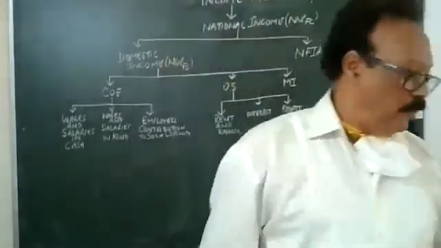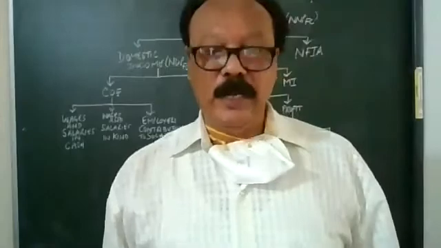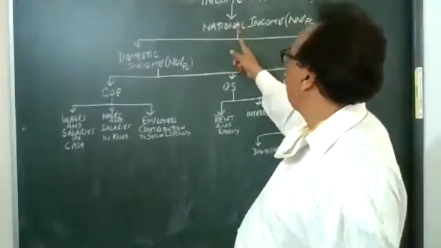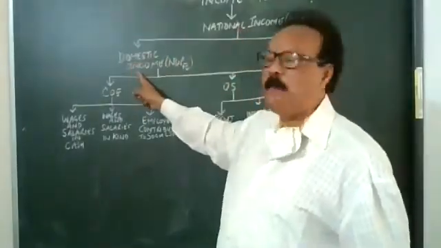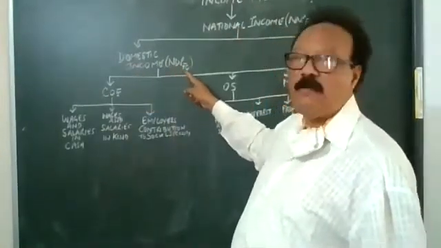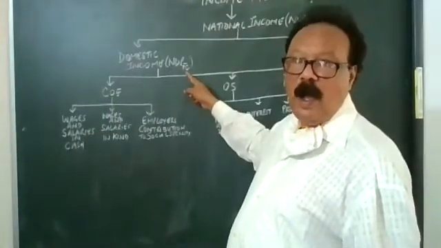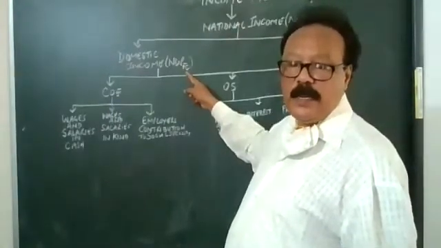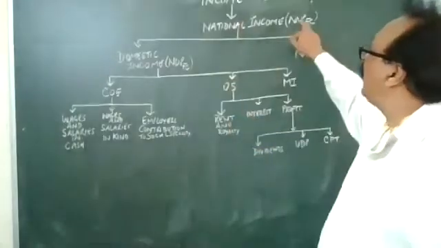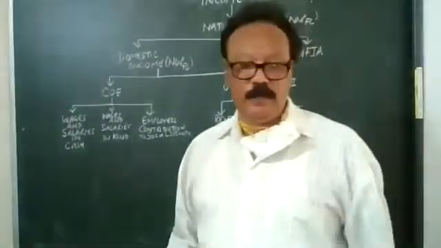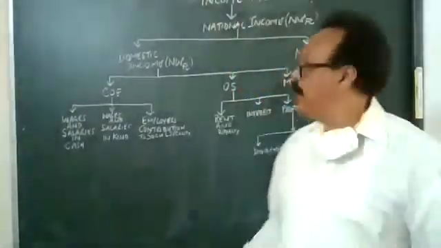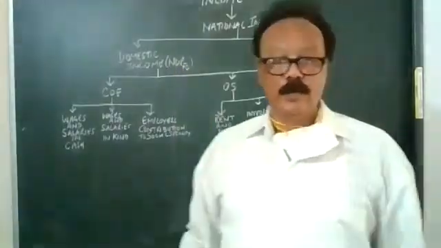First, we will calculate the domestic income. For calculating the national income, the first step is we will calculate domestic income. What is domestic income? NDP at factor cost. After that, second, we will calculate national income. What is national income? NNP at factor cost. So now, how do we calculate domestic income or NDP at factor cost? Simple.